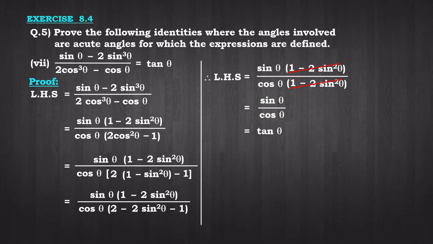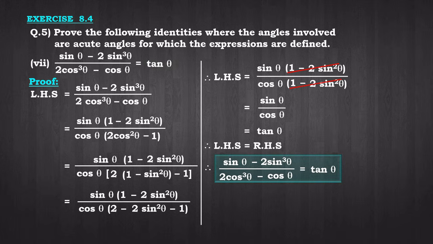Therefore, the left-hand side is equal to the right-hand side. Hence, sine theta minus 2 sine cube theta divided by 2 cosine cube theta minus cosine theta is equal to tangent theta. Thus, the identity is proved.